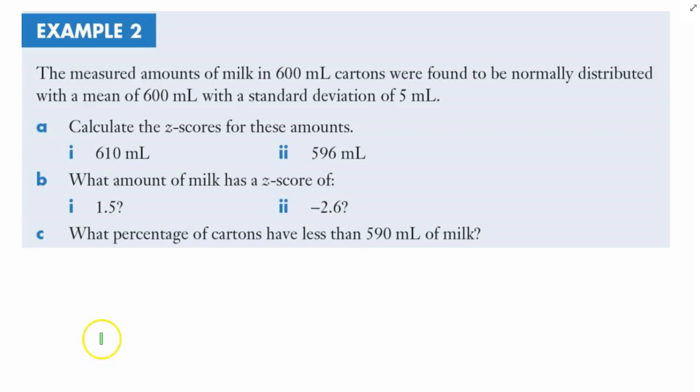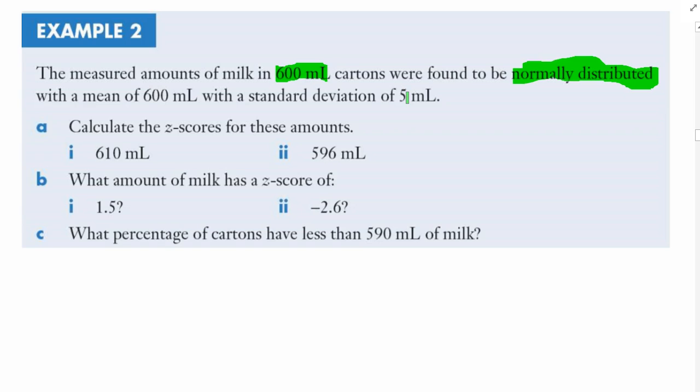So again, you need to take your highlighter and highlight the important pieces of information. The measured amounts of milk in 600 ml cartons were found to be normally distributed. That's really important. Normally distributed. With a mean of 600. On average, they've got 600, but they have a standard deviation of 5 ml. What does that actually mean?